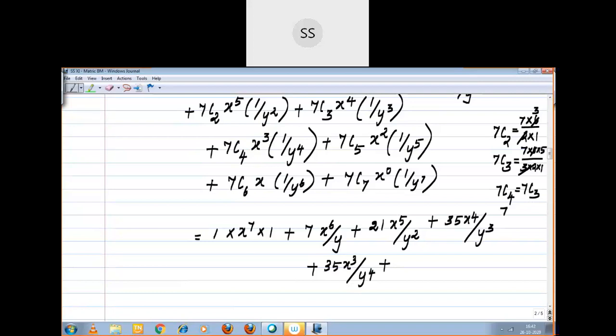7c5. 7c5 is equivalent to 7c2. So what is your result here? 21 x square divided by y power 5 plus 7c6 equal to 7c1. So 7x divided by y power 6 plus 1 into 1 into 1 by y power 7. Now final result.